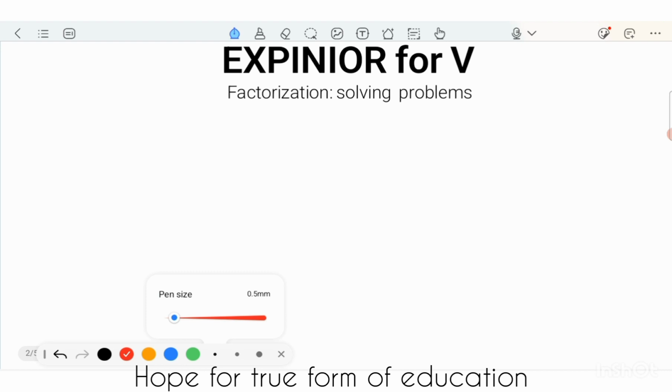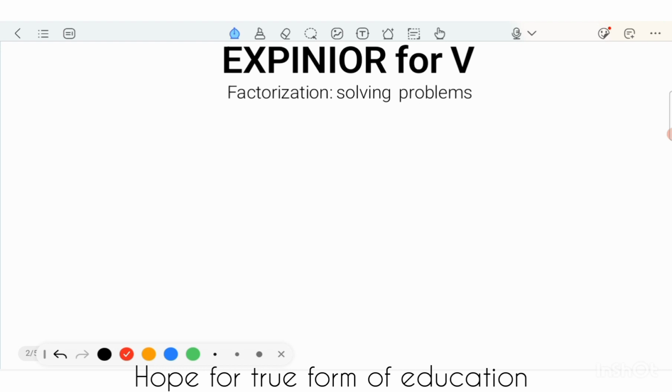So in this video, we will solve a few questions regarding factorization. In our previous video, we discussed a quadratic equation, the general formula of a quadratic equation, and the factorization method. In this video, we'll solve questions so that we get a grip on factorization, as this is a very important topic. So without any delay, let's get started.